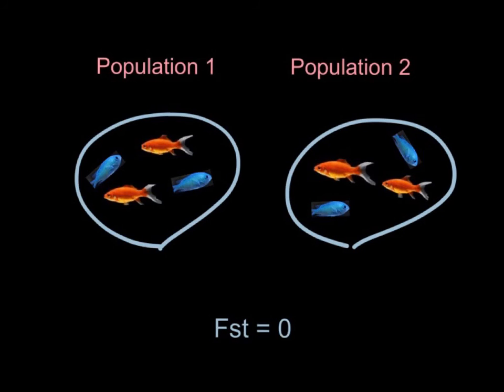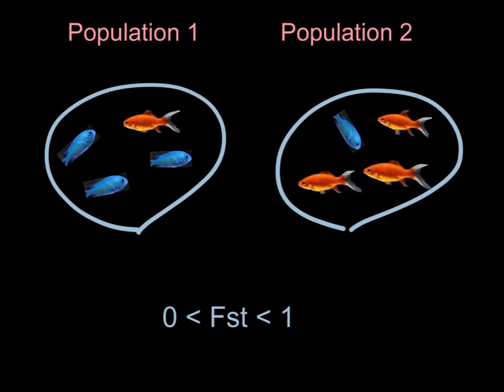In this case, where the FST value equals 0, there is complete similarity between two subpopulations. This means that there is the exact same number of A alleles and the exact same number of B alleles in the two subpopulations. Another case is where FST has a value between 0 and 1, which is an intermediate case. The value of FST indicates the amount of differentiation between the subpopulations.